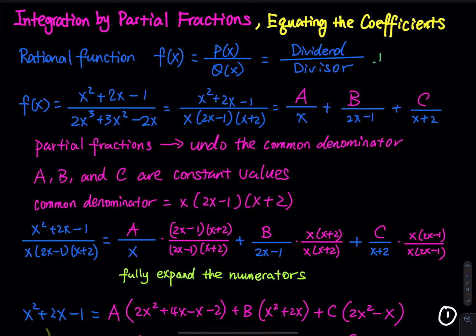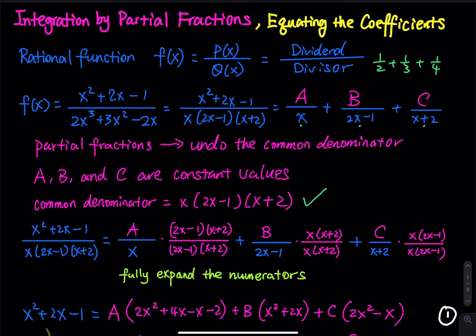Just like this. Let's say 1/2 plus 1/3 plus 1 over 4. What is the common denominator? The easiest way to do it, you just multiply them: 2 times 3 times 4. Then you get a common denominator, right? And then this one, the common denominator is x times 2x minus 1 and then times x plus 2. So I have that right here. That is the common denominator.